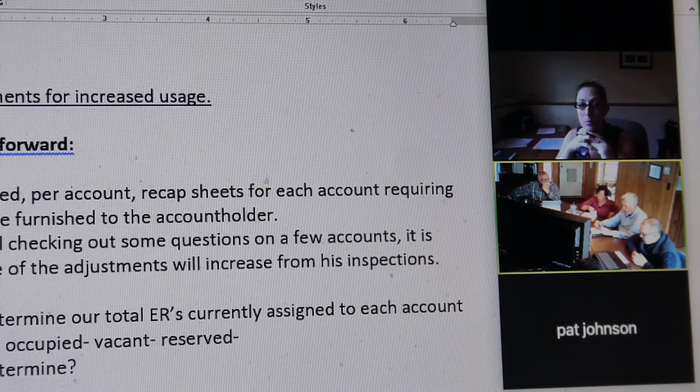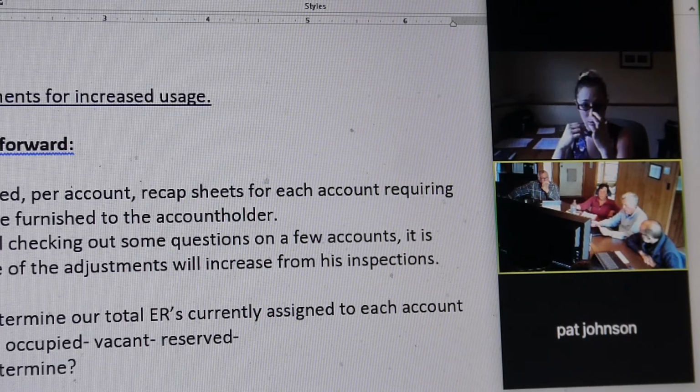But what I need to move forward here is to have that available on these accounts. Right now it's just the 23 to 25 accounts that we need to address, so that when we hand them this sheet, it says you are now using 20.8 ERs, that we know we have this available, and of those, so many are occupied, so many are vacant, so many reserved, or as far as we know, you don't have them. So we need that to move ahead.